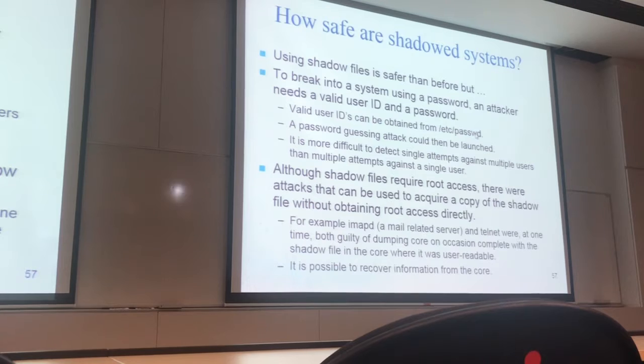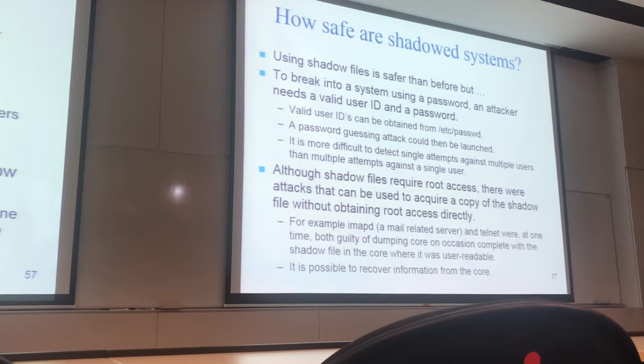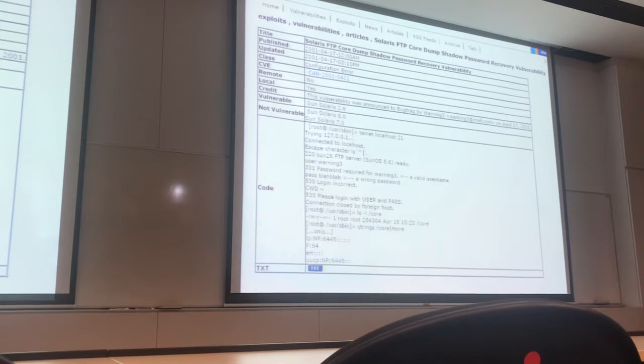Okay, so basically this is an additional level of security provided by the shadow file. However, depending on the configuration of the system, sometimes if the system is configured wrongly, the shadow file may still be exposed to attackers. One example here is in this Solaris system. This is a very old vulnerability.